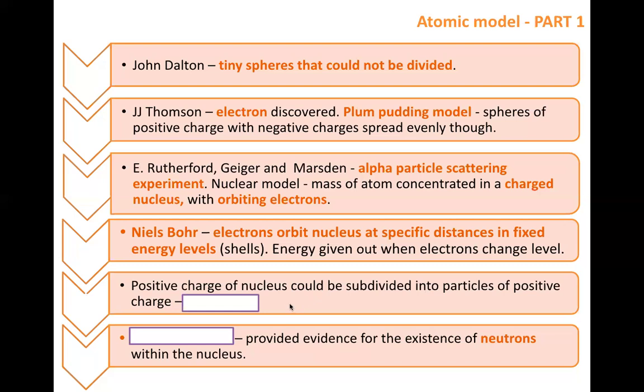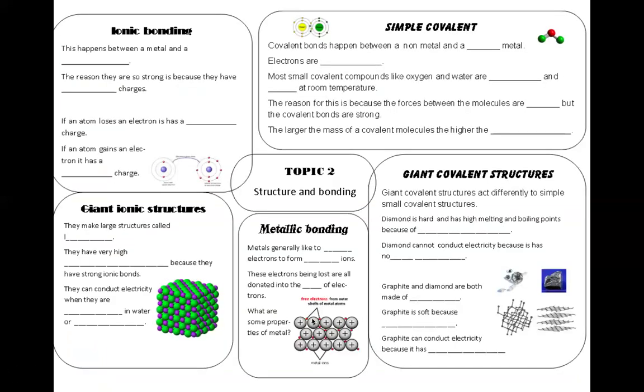The positive charge of the nucleus could be subdivided into particles of positive charge. So you've got 2 types of subatomic particles in the nucleus. One of them is the proton, which we now know has a positive charge. And James Chadwick more recently provided evidence that there were neutrons within the nucleus as well as the protons that we previously knew about.